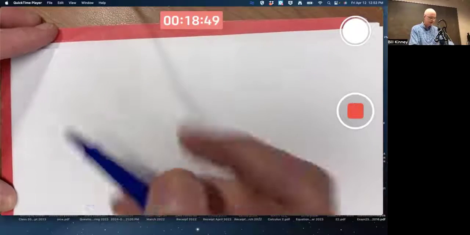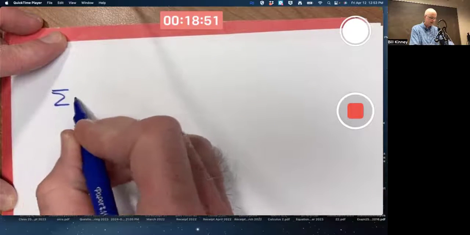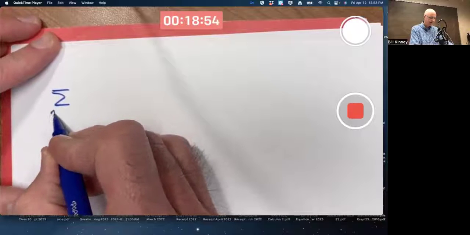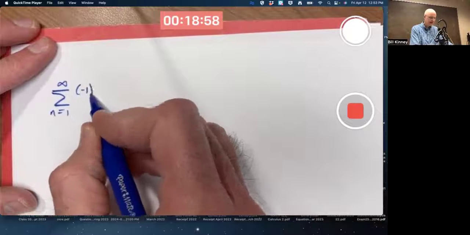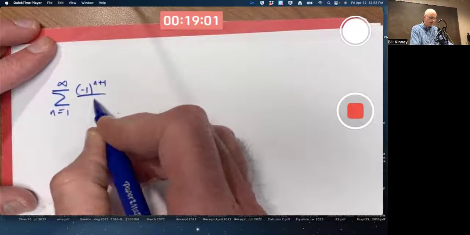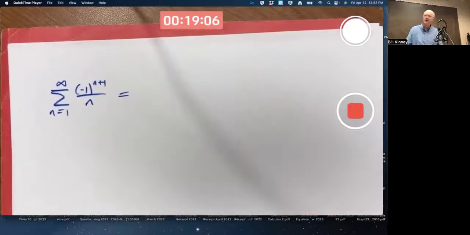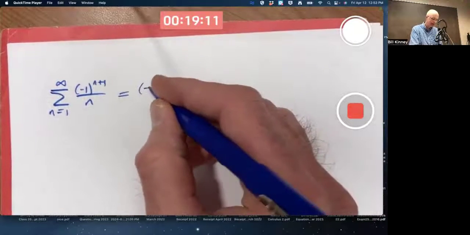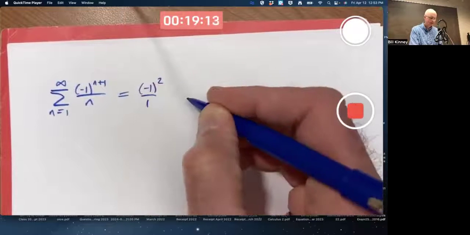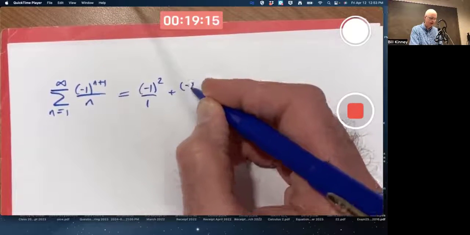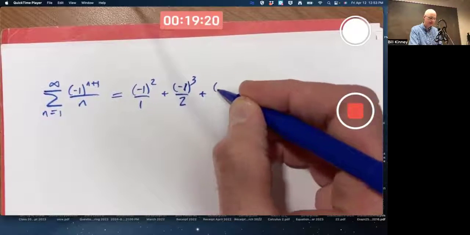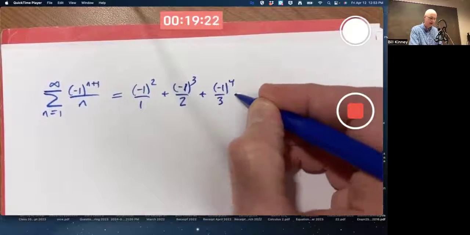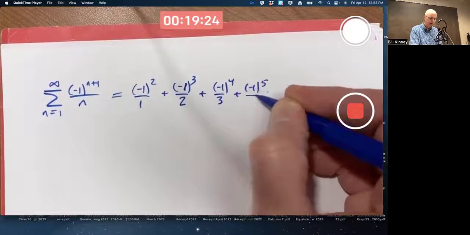Let's consider this example next. Adding up n goes from 1 to infinity. I'm going to make it be -1 to the n plus 1 over n. I will write this out with the plus dot dot dots. When n is 1, it's -1 squared over 1. When n is 2, it's -1 cubed over 2. When n is 3, it's -1 to the 4th over 3, then -1 to the 5th over 4, etc.